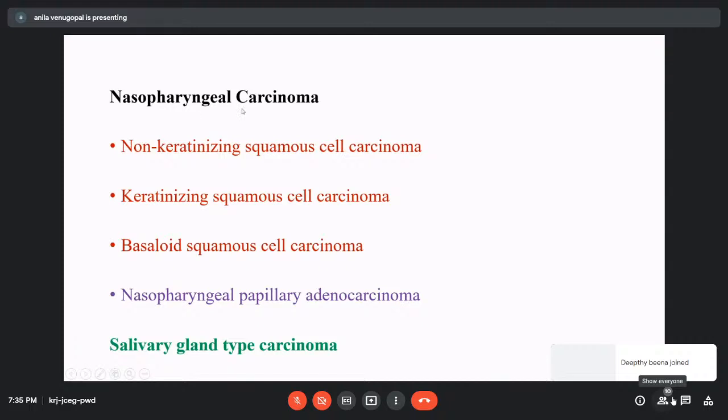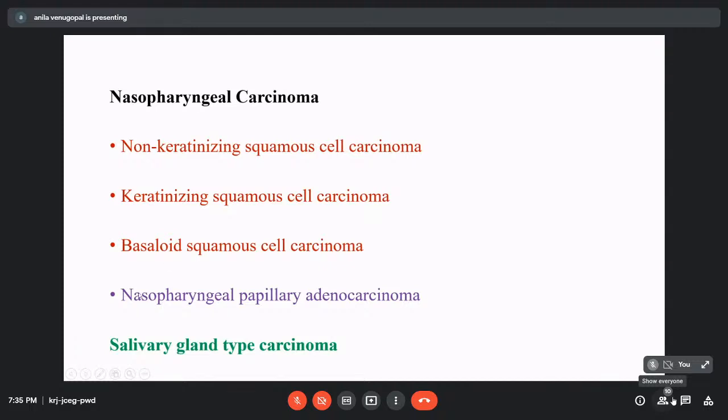So, nasopharyngeal carcinoma can be squamous cell carcinoma, of course, and they can be non-keratinizing squamous cell carcinoma, which is the most common, or the classical nasopharyngeal carcinoma. Also, you can get keratinizing squamous cell carcinoma and basaloid squamous cell carcinoma. So that is rare. The most common being non-keratinizing squamous cell carcinoma. So these three you can label as nasopharyngeal carcinoma.